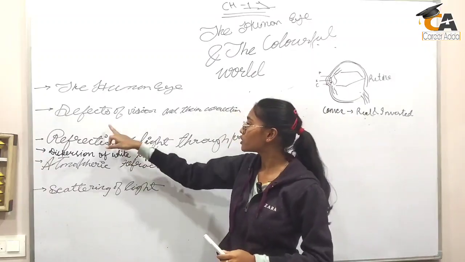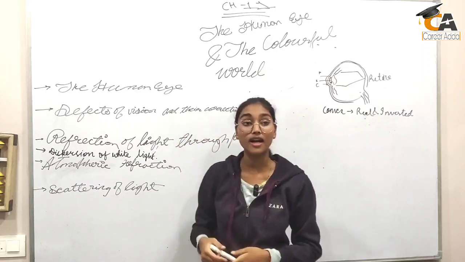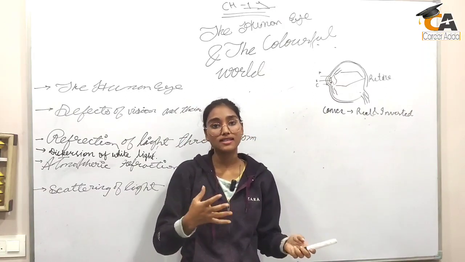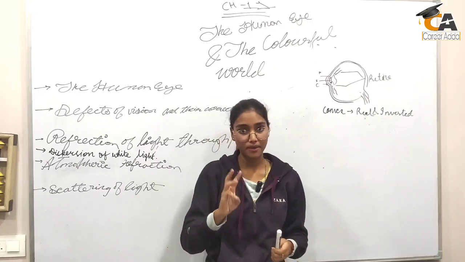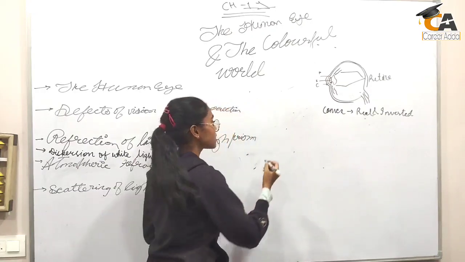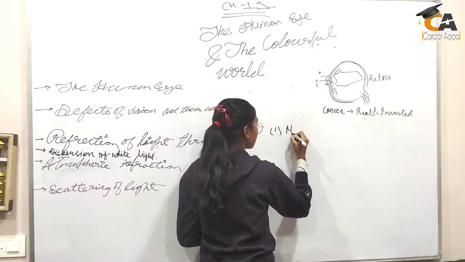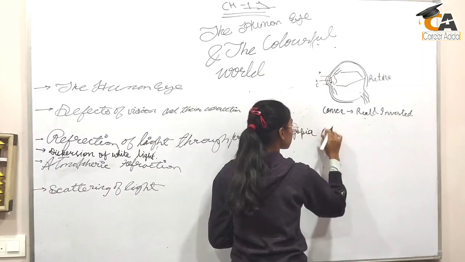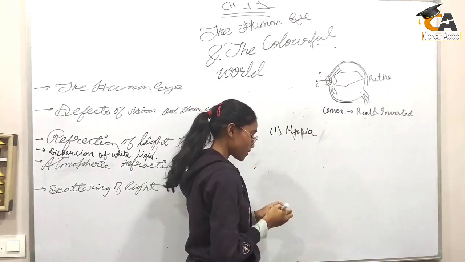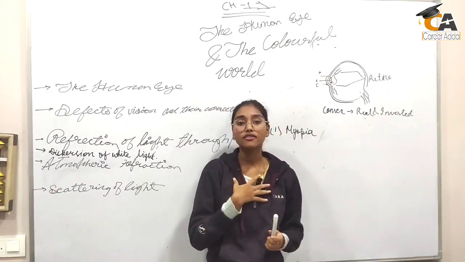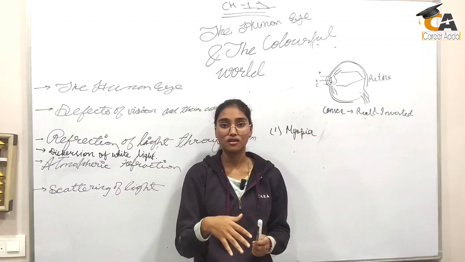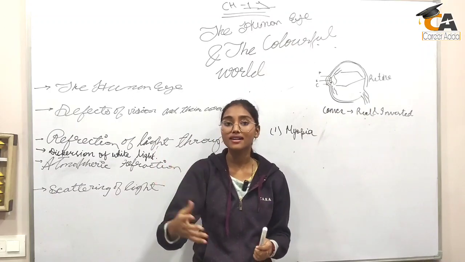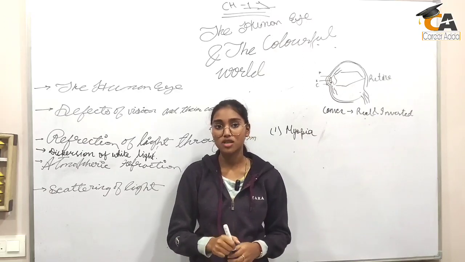Now let's quickly move on to the defects of eye vision and their correction. As it is a part of our body, every part has its defects. There are three major defects that occur in our eyes. First is myopia. Myopia is the condition when we can see near objects, but we cannot see the distant objects, the objects that are far, and only the near objects we can see.